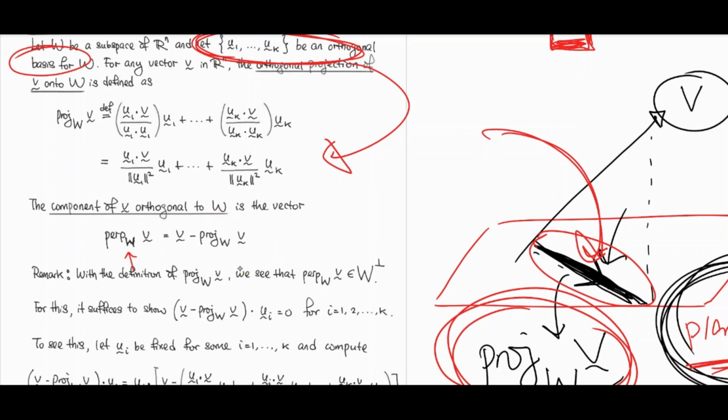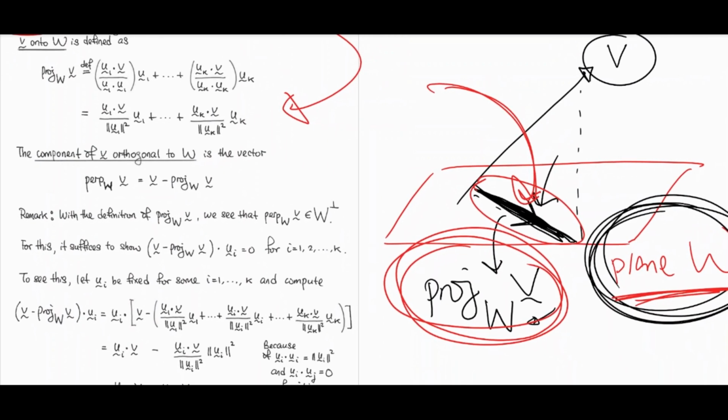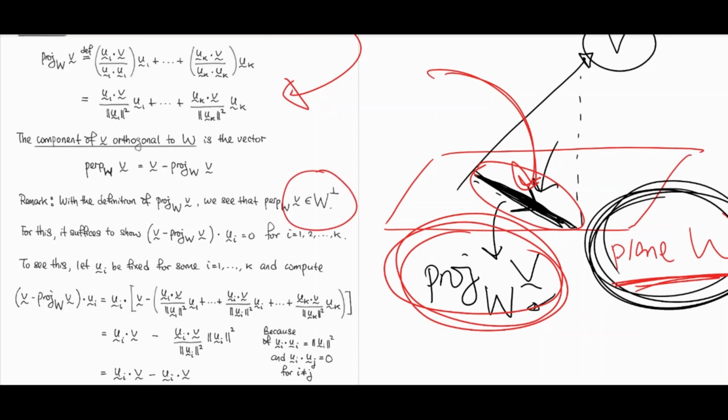And what I am going to say is that this vector right here is actually in the orthogonal complement of W. It's in W perp. Remember what W perp is, right? So you have a vector W. W perp is a collection of all the vectors that are orthogonal to W, and this is actually an element of it.